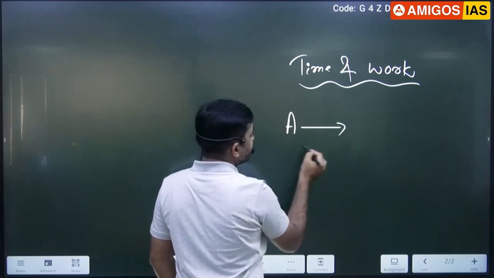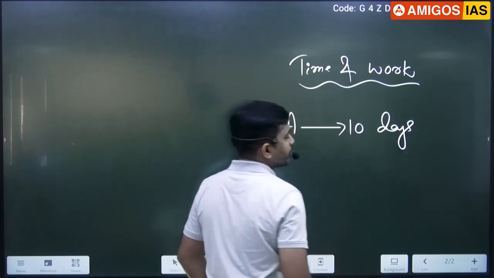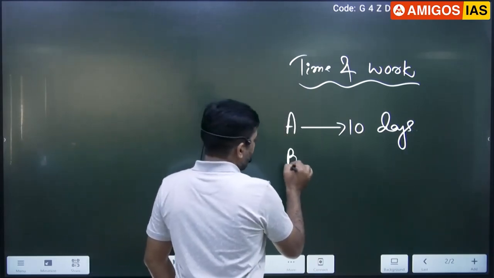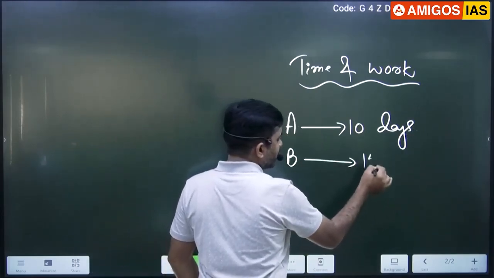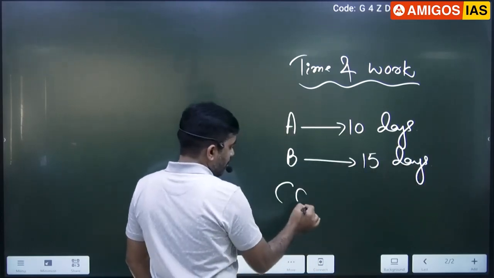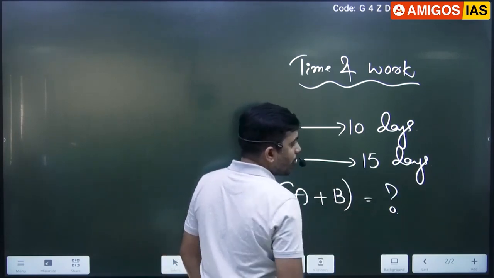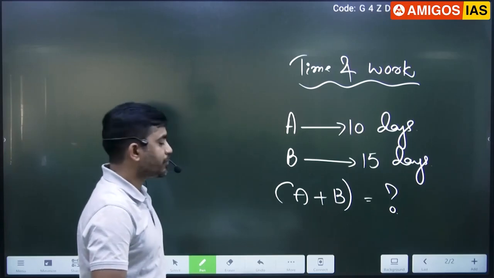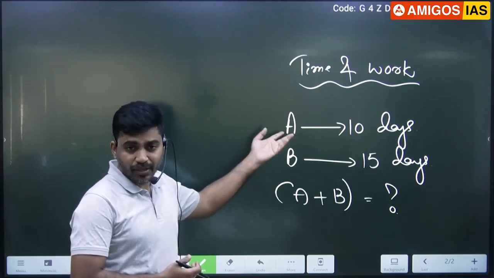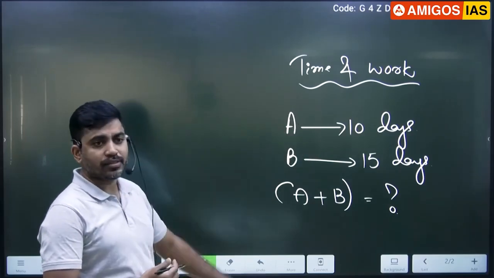Say there is a person A doing a work in 10 days. It means a complete total work in 10 days. B is doing the same work in 15 days. Question is, if both are working together, A and B working together, in how many days will they complete? Definitely the answer will be less than 10. How to solve this question?